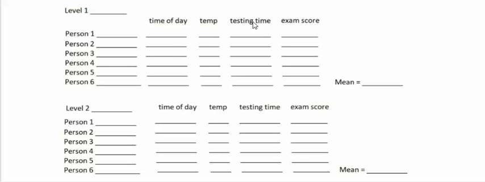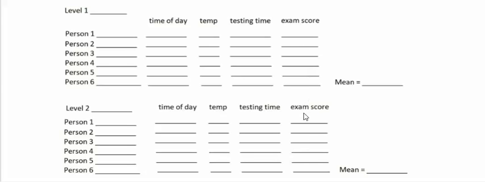Once you do that, you're finished with the first three columns, and we move on to your exam scores, your dependent variable. For your dependent variable, you have to make up each person's exam score. Just make a two-digit exam score for each person, like 75, 90, 85, and do it for all 12 people.